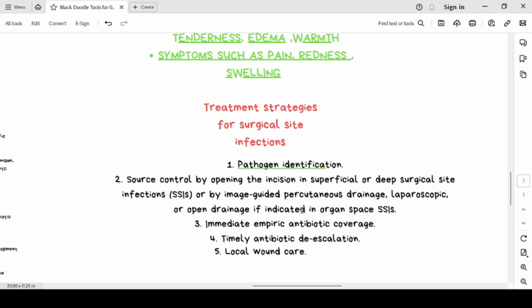All right. Then we can do an empiric antibiotic coverage. This has to be immediate. Then timely antibiotic de-escalation is important. It is important to give antibiotics only for a certain period of time. This will help to prevent any resistance to antibiotics. So the antibiotic duration, dose, everything has to be controlled once the infection is identified. Next is local wound care. That is all about the treatment strategies for surgical site infection.